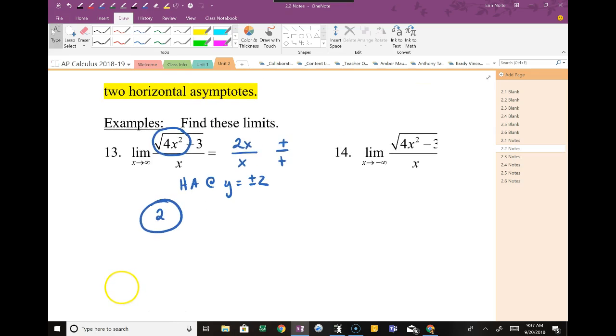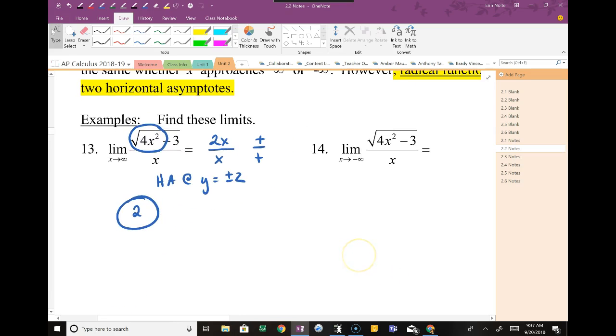Okay, so for question number 14, we have the same function, but this time we're going to negative infinity. Where would that one be going? To negative 2.